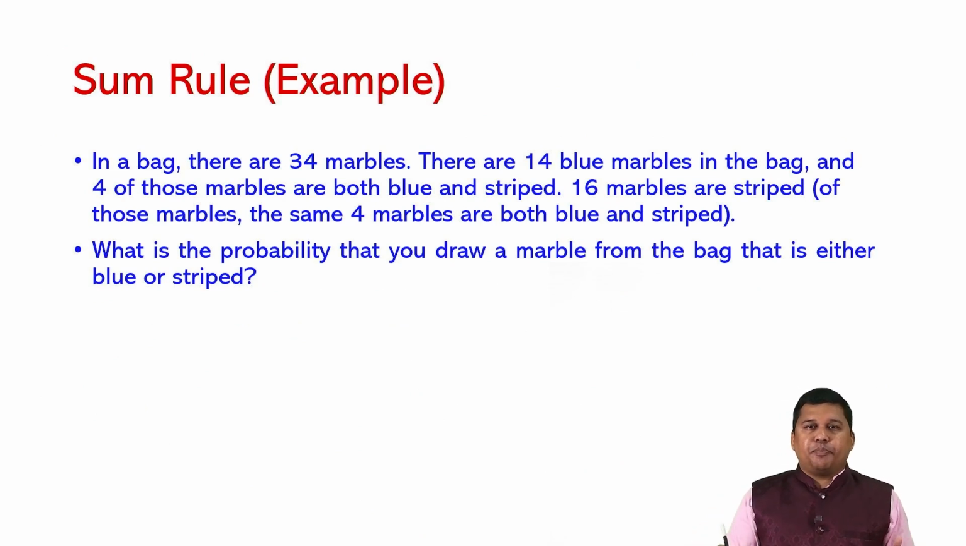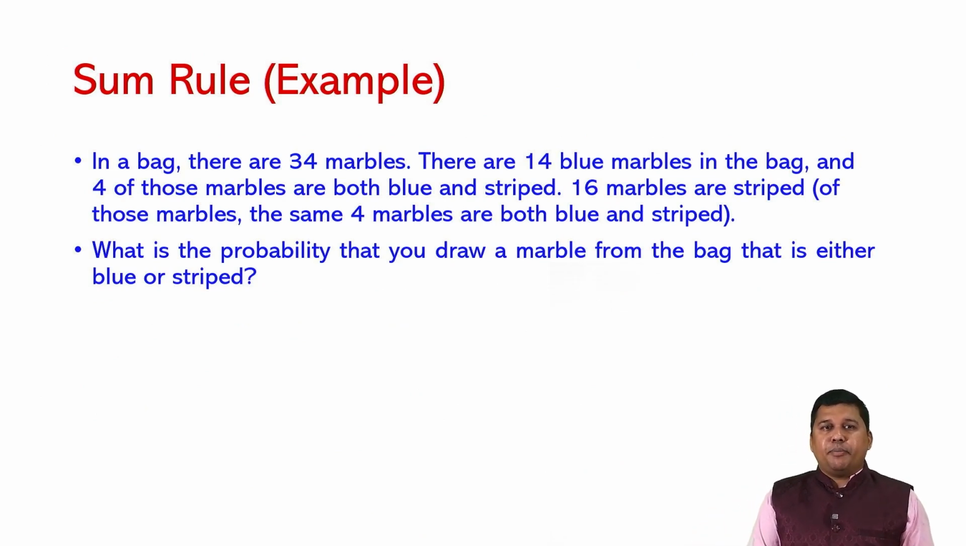Let us see another example of sum rule. In a bag there are 34 marbles. Out of 34 there are 14 blue. So, the total number of blue marbles is 14.